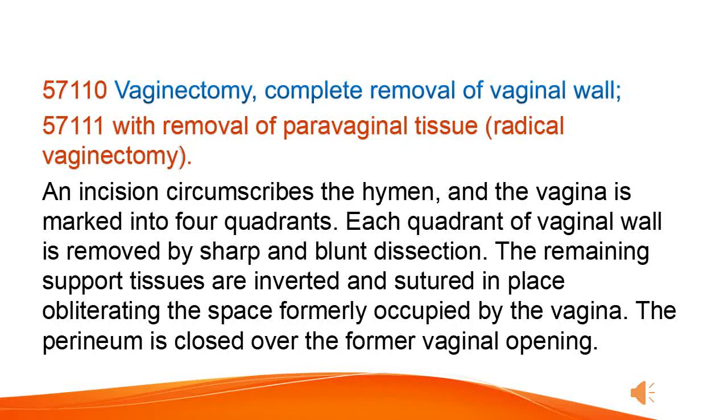Vaginectomy, complete removal of vaginal wall. With removal of paravaginal tissue, radical vaginectomy. An incision circumscribes the hymen, and the vagina is marked into 4 quadrants. Each quadrant of vaginal wall is removed by sharp and blunt dissection.